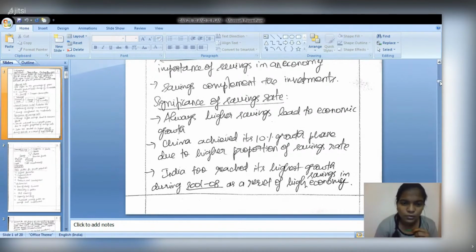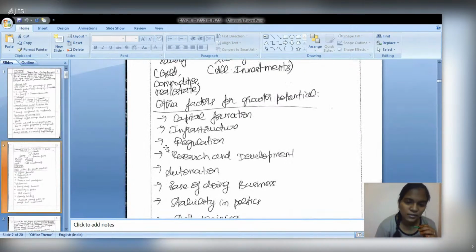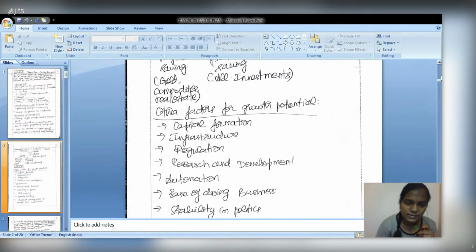Based on the significance of savings rate, I have given certain examples of China and also India. During the fiscal years from 2001 to 2008, for almost 7 fiscal years, India reached its highest savings growth due to the contribution of savings rate in a higher proportion during those years. Now we have to answer the other factors needed for the growth potential, and also give the types of savings: physical saving as well as financial saving. Financial savings include all the investments, FDI, FPIs, anything can be included under financial saving. In terms of physical saving, we can say gold, commodities, real estate and land.